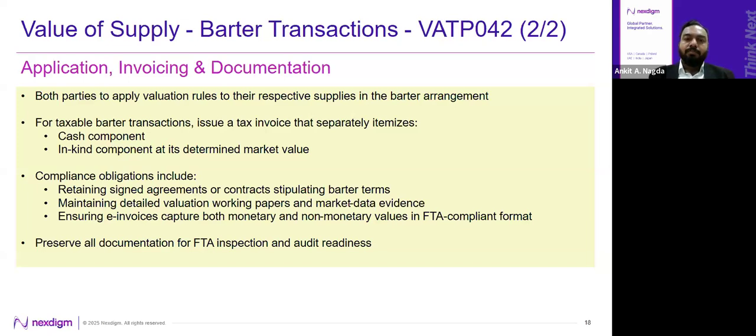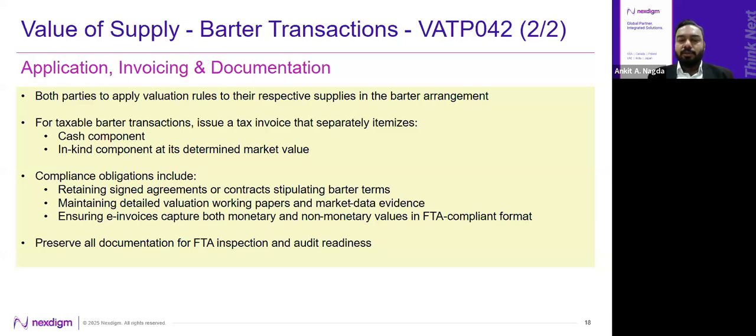Maintain detailed valuation, maintain detailed calculations, which could be supported by some workings that would have been prepared by the supplier. Ensure that there is a tax invoice until the time e-invoicing is made mandatory, which shows the value of monetary and non-monetary consideration in the format prescribed by UAE VAT law.